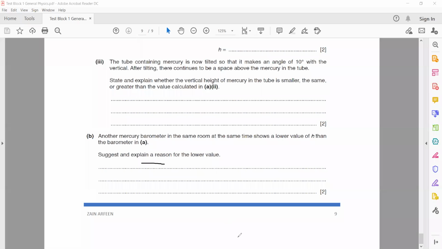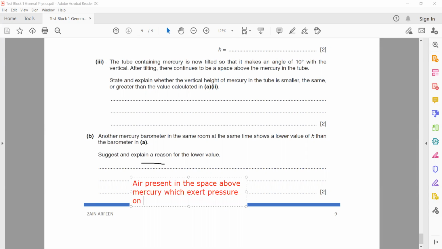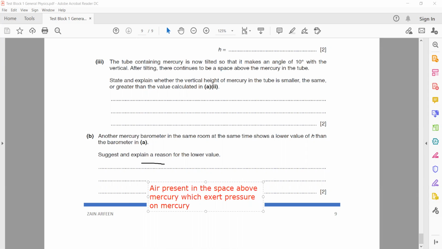So the answer for this part: some air is present in the space above the mercury, which exerts pressure on the mercury. Downward pressure is acceptable, or pressure on the mercury is also acceptable.